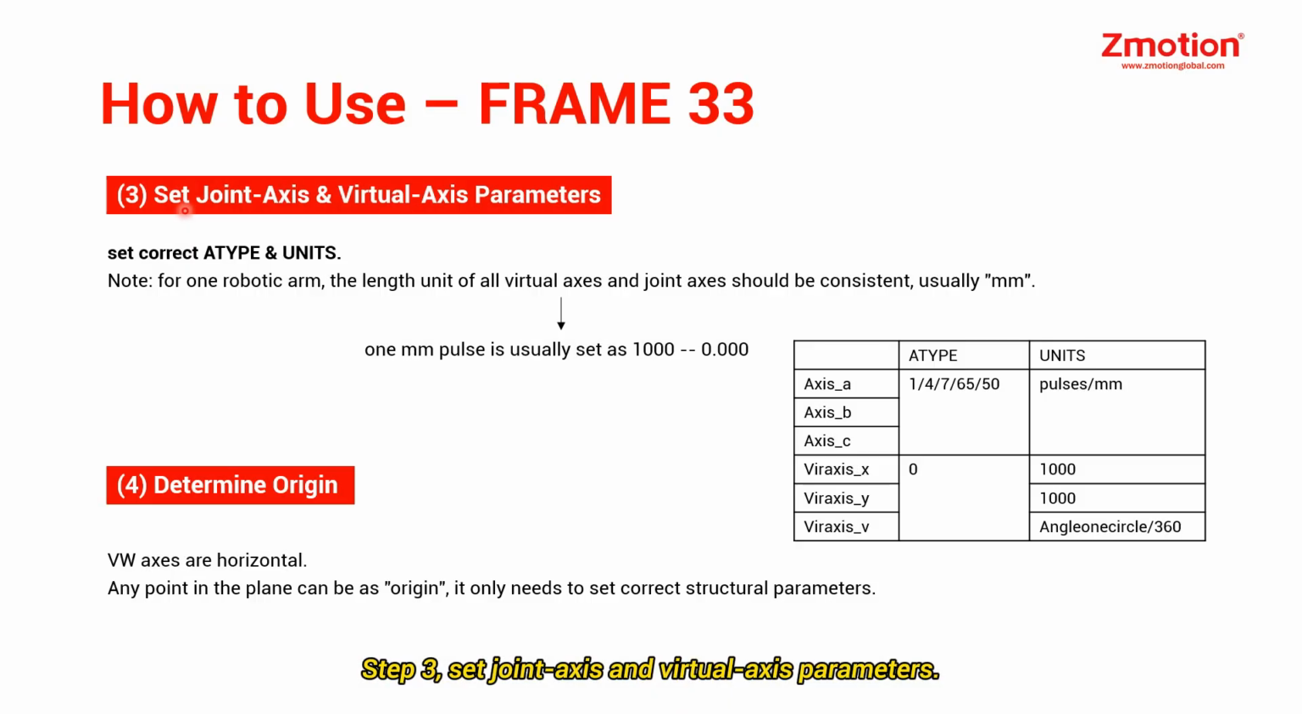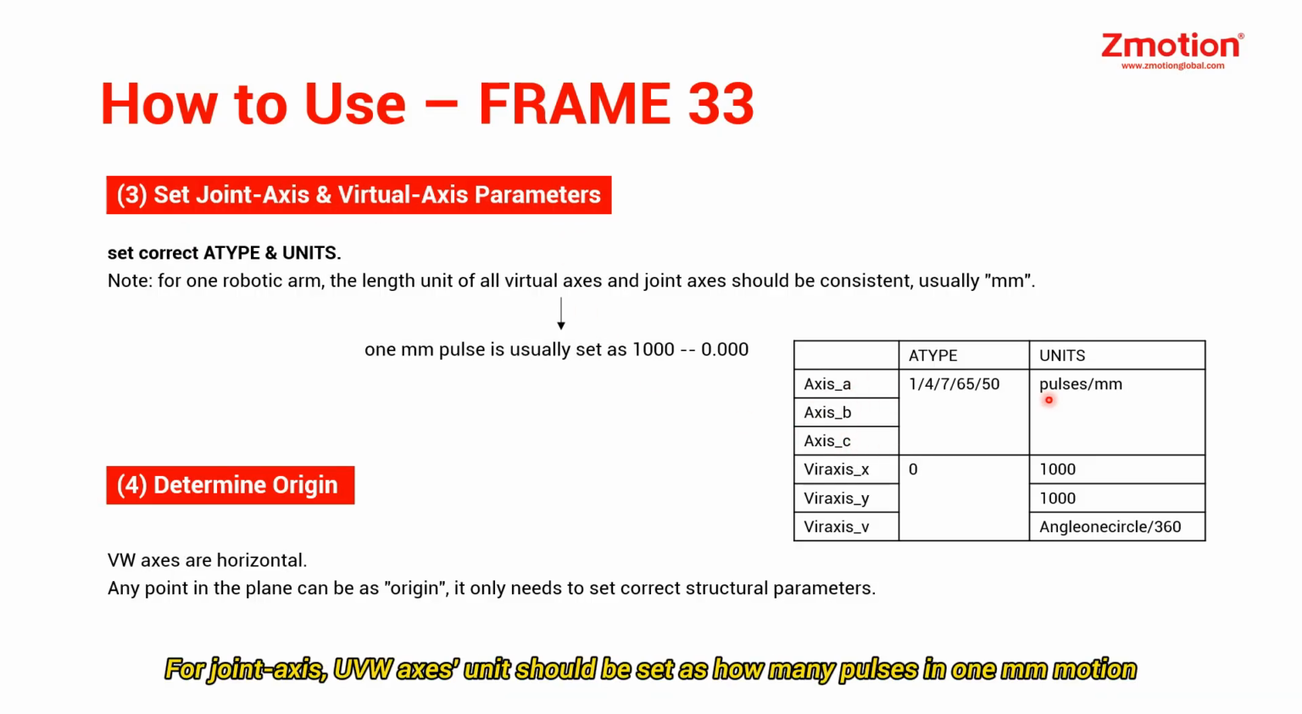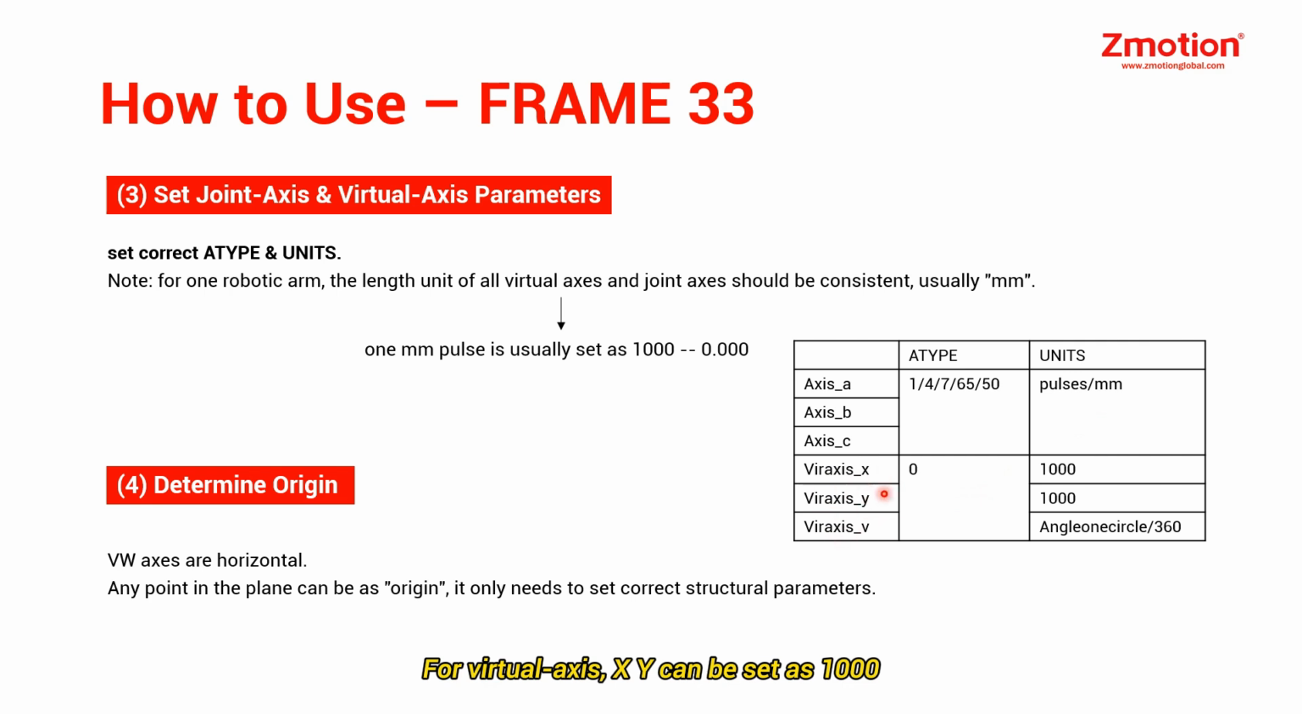Step 3, set joint axis and virtual axis parameters. For the joint axis, the UVW axis unit should be set as how many pulses in 1 mm of motion. For the virtual axis, X and Y can be set as 1000, namely, 3 digits after the decimal point. For rotate axis units, it can be calculated through this, that is, pulses in 1 degree. Step 4. Determine the origin position. It needs the VW axes to be horizontal, and any point can be the origin.